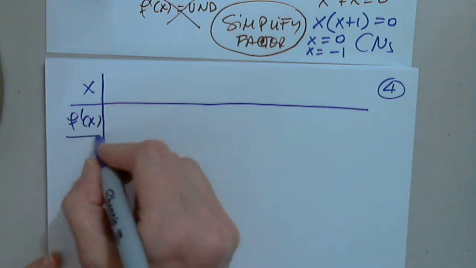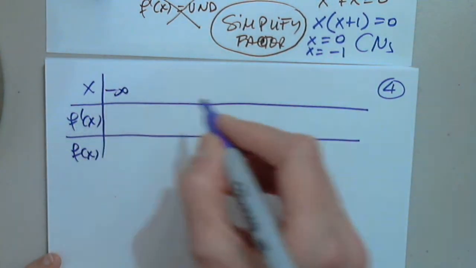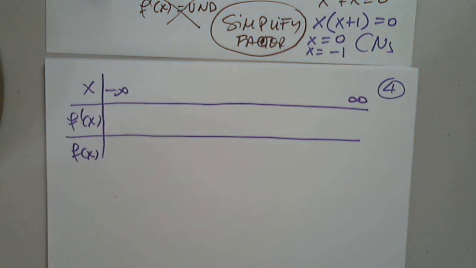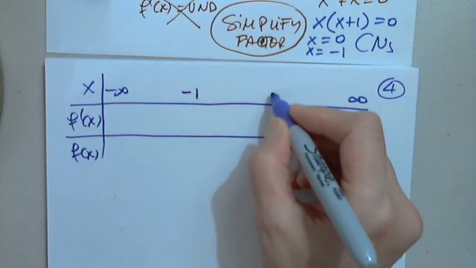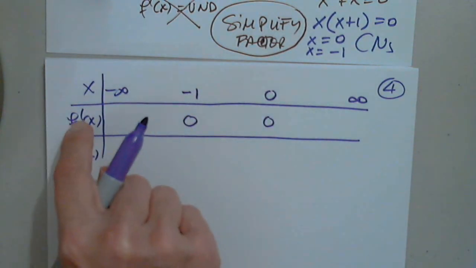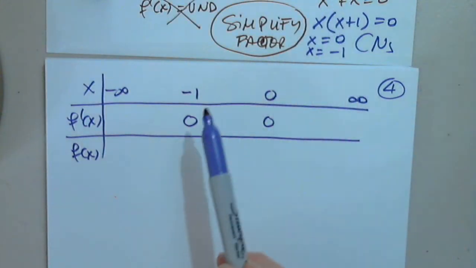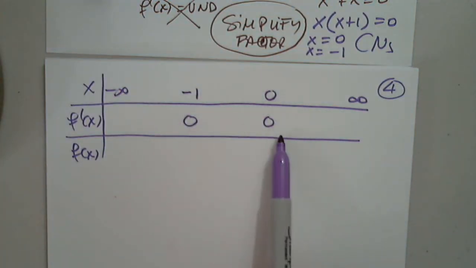So f prime of x, f of x. I know it's a polynomial. I know you will say all real numbers. I know you will say to put in the table the two critical numbers, to put the 0 underneath them for f prime. That's how we got them. We set f prime equal to 0, and we got -1 and 0.